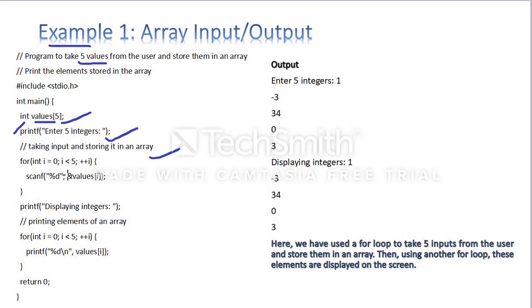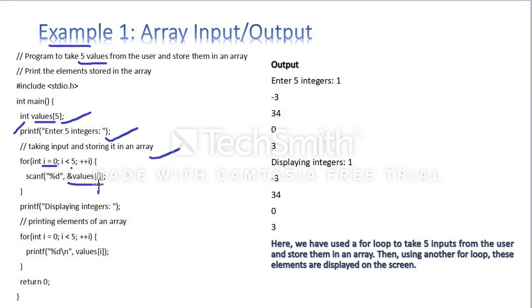Next, how many elements do you have to enter? 5 elements. So I am using a for loop for entering them. When i is equal to 0, i is less than 5, i plus plus, because I have to enter elements from 0 to 4, which means 5 elements in total. I am using this condition in the for loop. Here, i in values[i] is the index value.